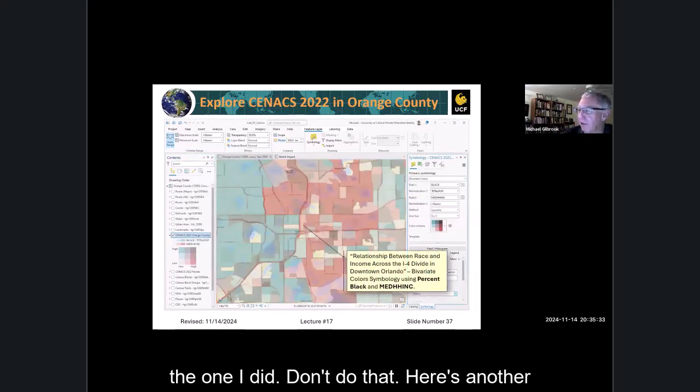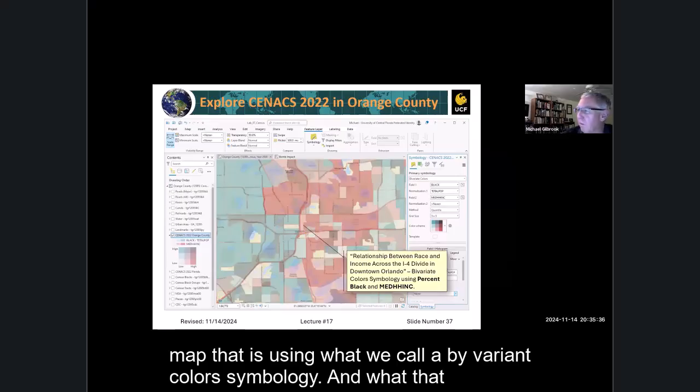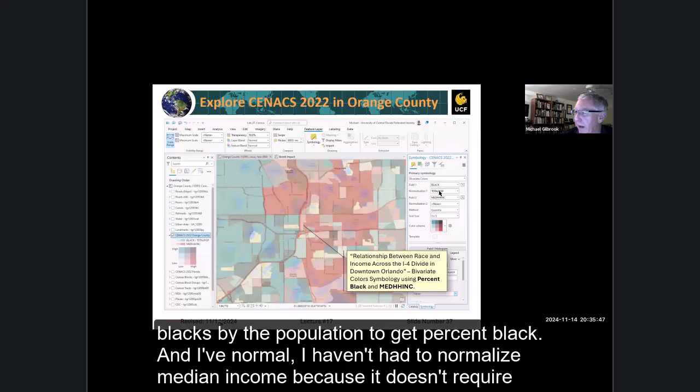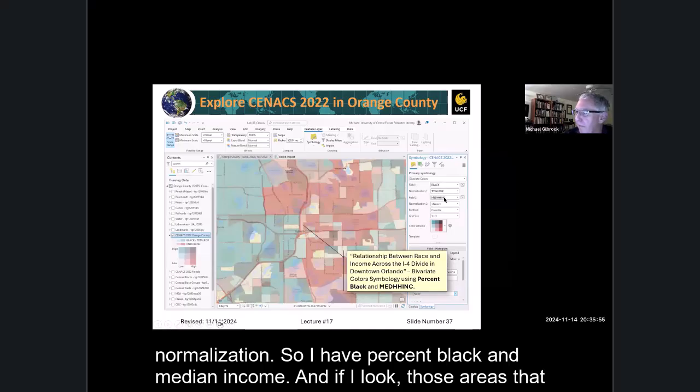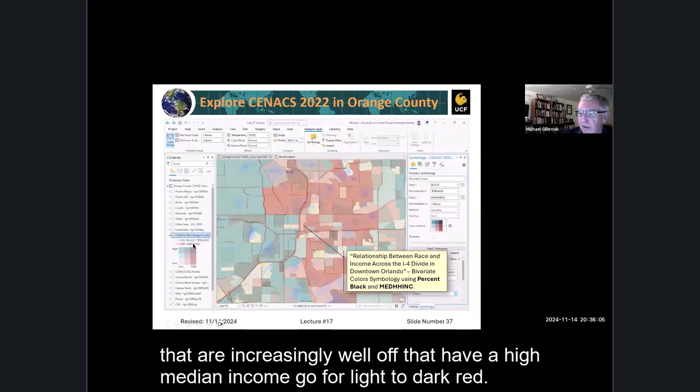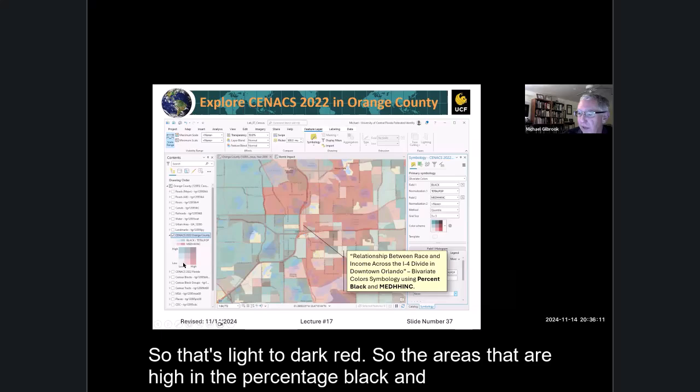Here's another map that is using what we call a bivariate colors symbology. What that allows you to do is look at two variables at the same time. I've normalized Blacks by the population to get percent Black. And I haven't had to normalize median income because it doesn't require normalization. So I have percent Black and median income. Those areas that are increasingly Black go from light to dark blue. And those areas that are increasingly well off, that have a high median income, go from light to dark red.